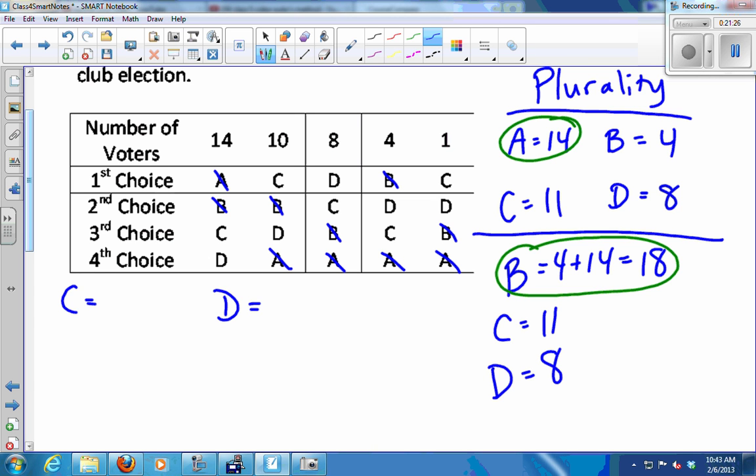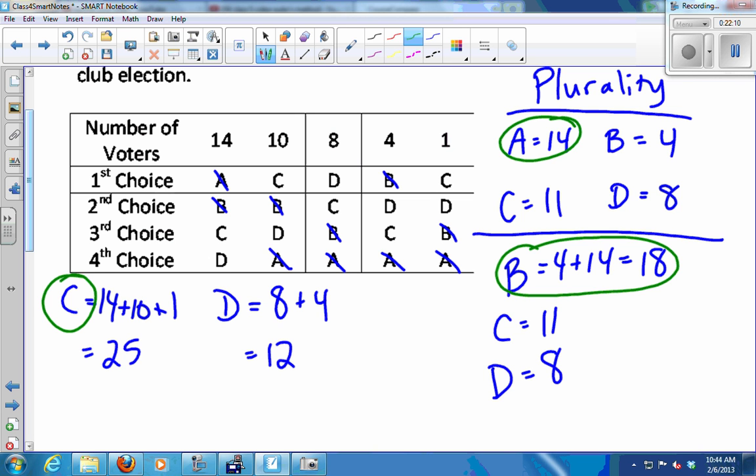Now that A and B are gone, C gets these 14 votes. So C is going to have 14 plus 10 plus 1. That's the 10 plus the 1. And then D has their original 8, these 4 from B, and that's it. So C has 25, D has 12, so C wins this matchup.